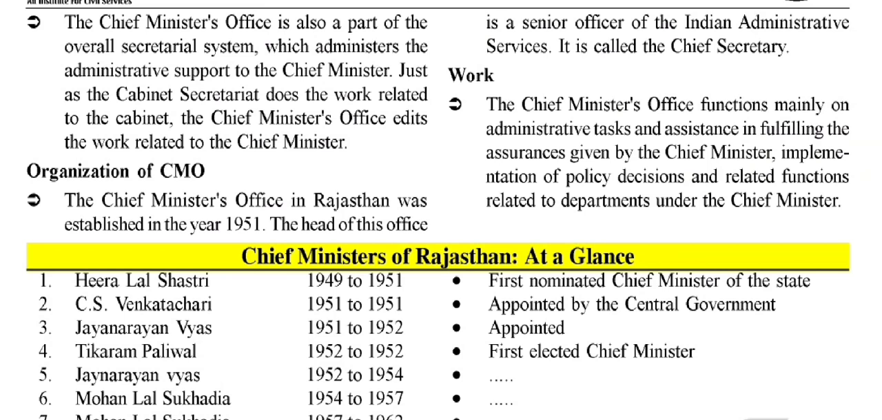Organization of CMO. The Chief Minister's Office in Rajasthan was established in the year 1951. The head of the office is a senior officer of the Indian Administrative Service. He is called the Chief Secretary. The Chief Minister's Office functions mainly on administrative tasks and assistance in fulfilling the assurances given by the Chief Minister, implementation of policy decisions and related functions related to departments under the Chief Minister.